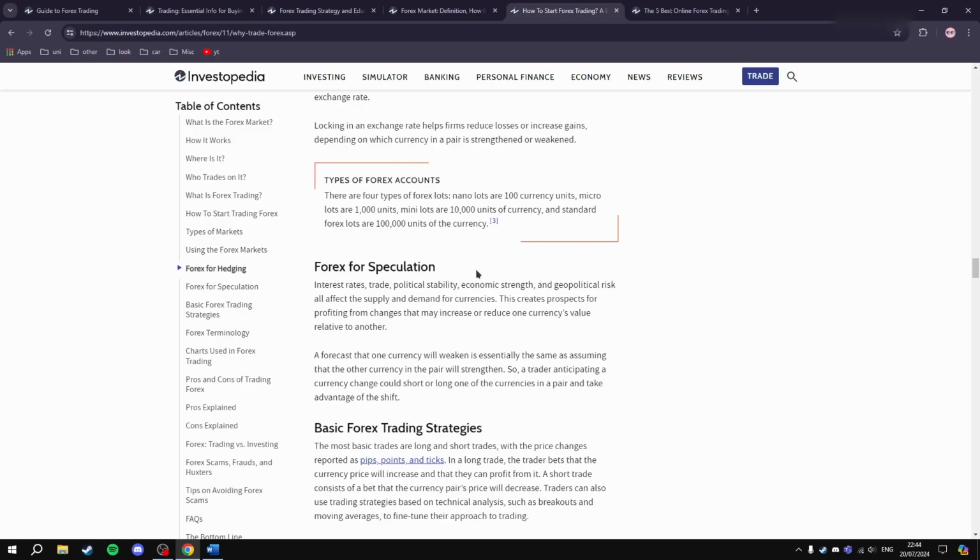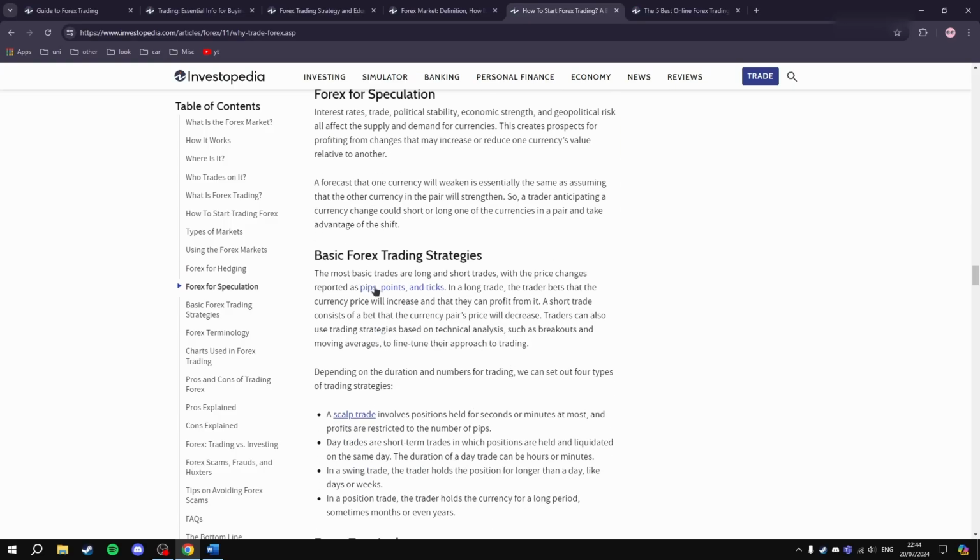Types of Forex accounts. There are 4 types of Forex lots. Nano lots are 100 currency units, micro lots are 1,000, mini lots are 10,000, and standard lots are 100,000 units of currency. Oh, I haven't met nano. Only met micro. So nano is 100 currency units.